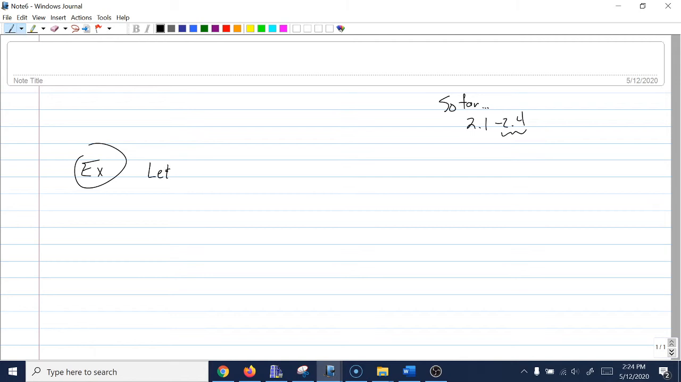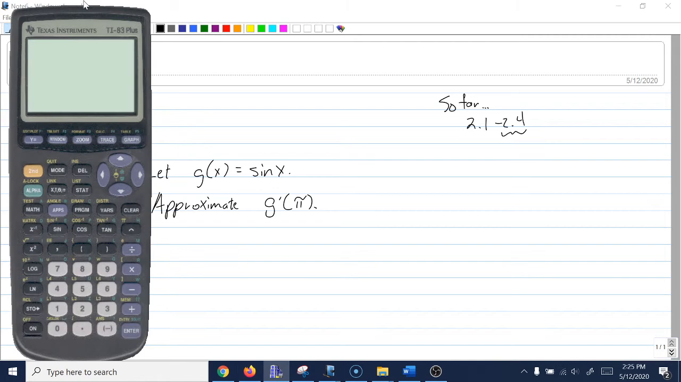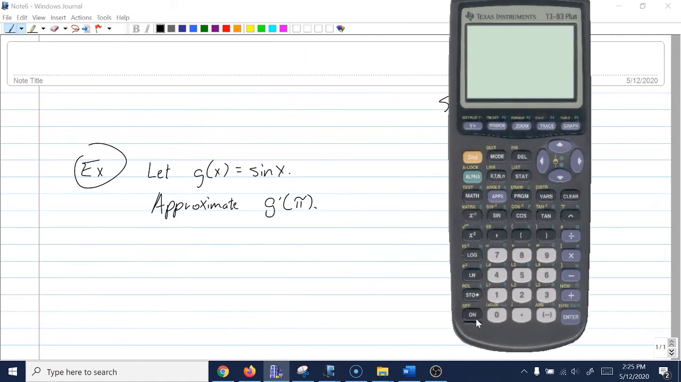Let's let g of x be sine x. Let's approximate g prime of pi. There's nothing important about this example other than I want to do one that forces you to make sure your trig settings are correct in your calculator. Hey, you're in a calculus class, and when we do trig in calculus, we always have our trig function set to radians.